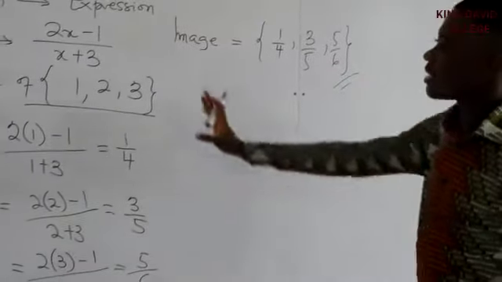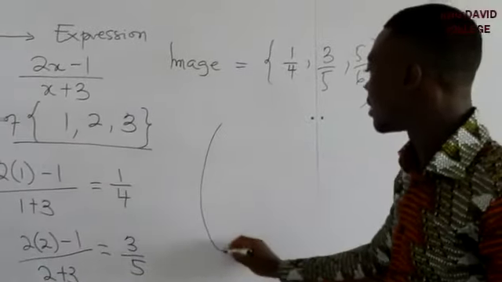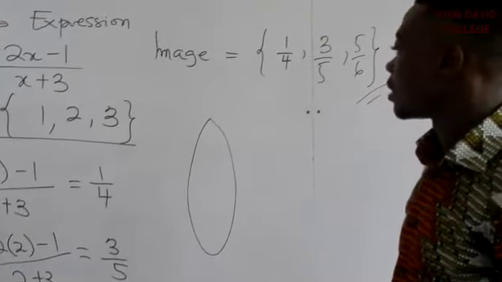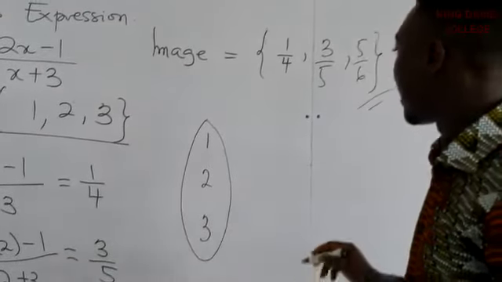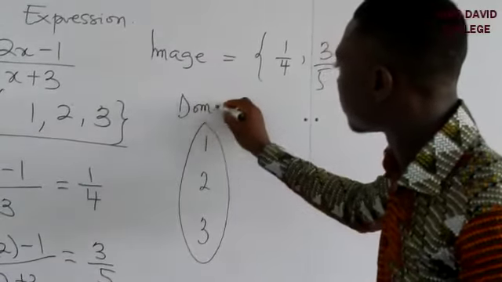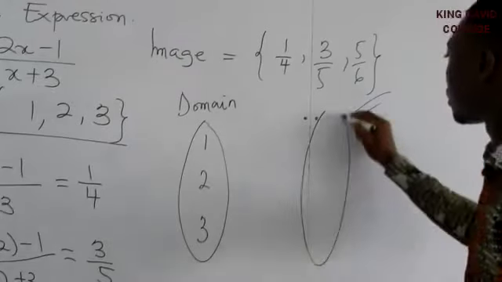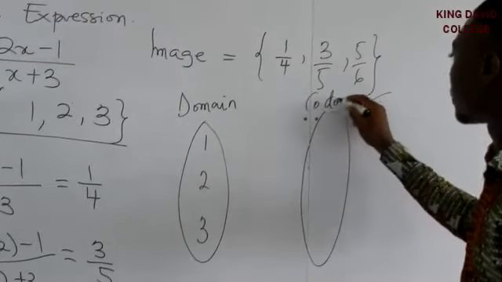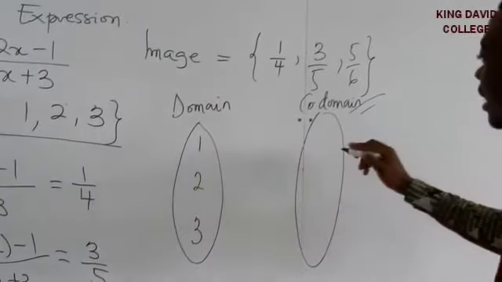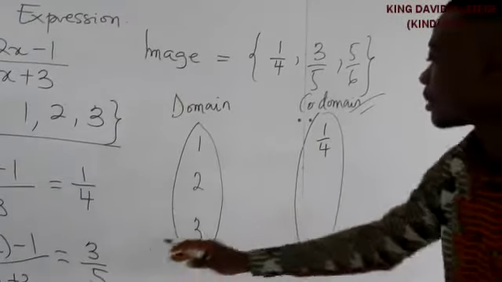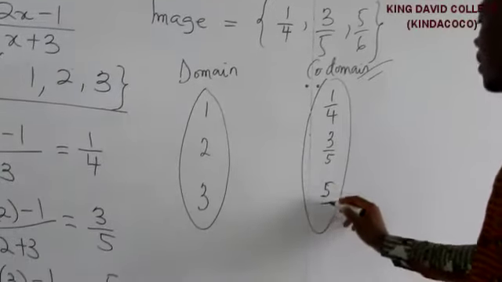Else you can put it this way. For the images here, I can decide to create a mapping for it, so that this is the first one, the second, and then the third. This is my domain. And then I will create another one, like this, the codomain. And that one will be 1 over 4, then 3 over 5, and then 5 over 6.